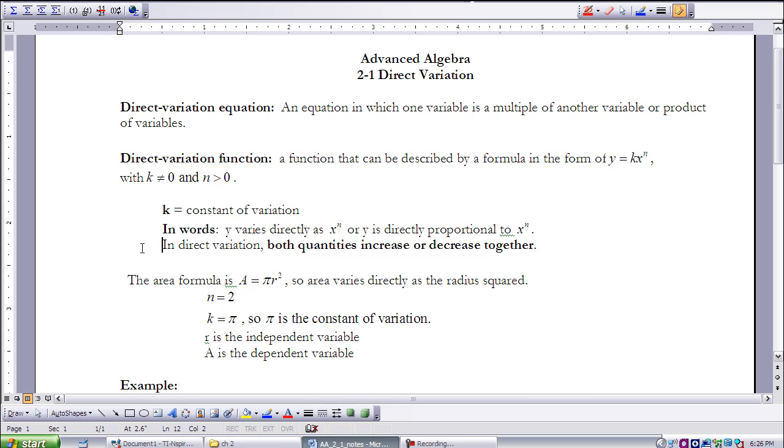I'm going to talk about direct variation by using the area formula for a circle. The area formula is A equals pi times r squared. So area varies directly as the radius squared. In this situation, we're using the formula, and our value for n is 2, right here. That's our power. K is pi, that's our constant. R is our independent variable, and A is our dependent variable.